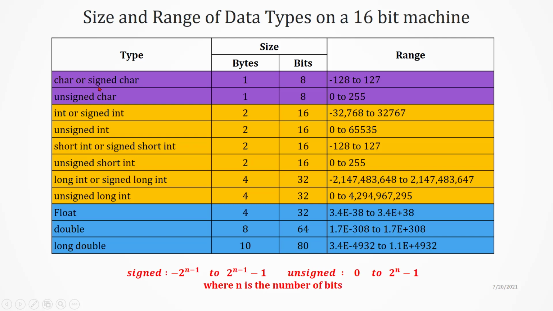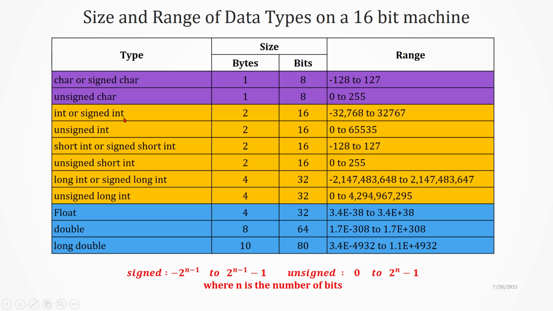So signed char means, we all know the data is stored in zeros and ones in computer memory. Along with that, 1 bit is allocated to store the sign. Sign means either a positive value or a negative value. Unsigned character means there will be no sign, so everything will be treated as positive. It also takes 1 byte.